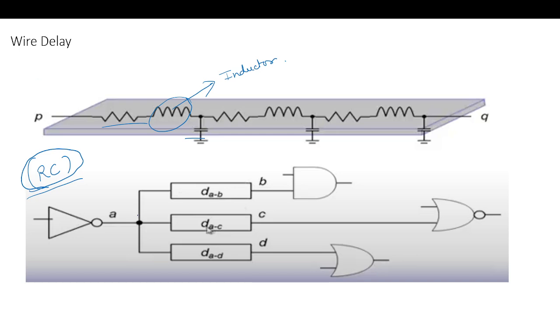If we consider this wire, it can have a delay from A to B. If you have a long wire like this and a long wire like this, the delay depends on the length of the wire and also the frequency at which it is operating. So we have different delays: from A to D, from A to C, and from A to B.